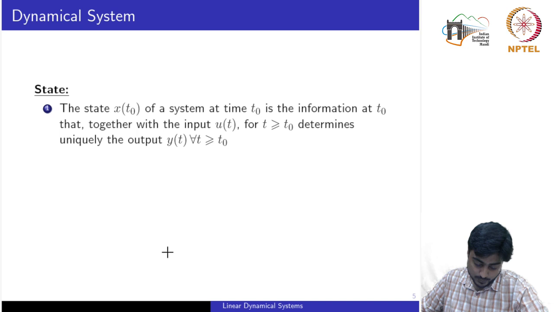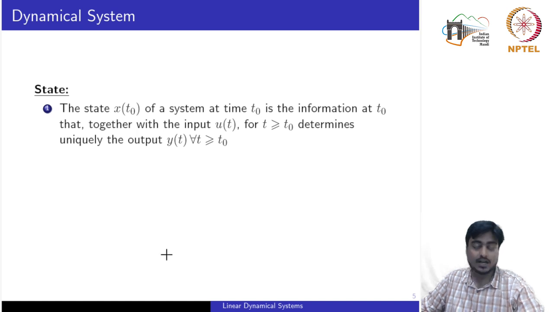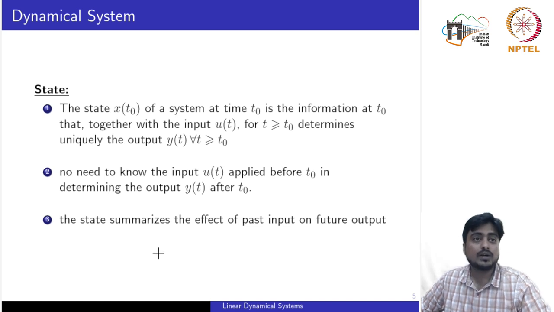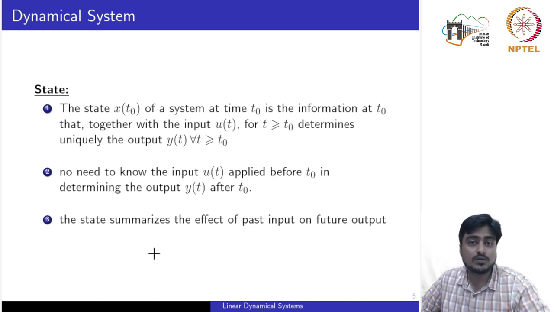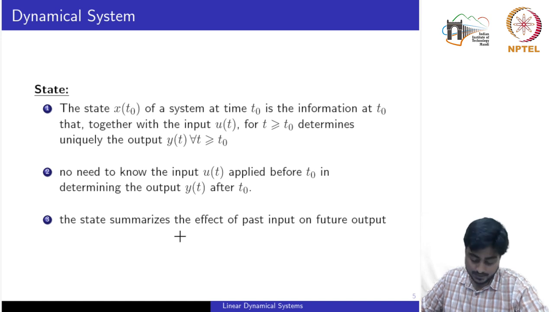So in this respect, the state of a system at time t naught, that is x of t naught, is the information at t naught that together with the input u of t for t greater than or equal to t naught determines uniquely the output y of t. What does it mean? It means that if we have the information about the state at time t naught, then we do not need to know the u of t applied before t naught. So in fact, the state summarizes the effect of the past input on the future output.